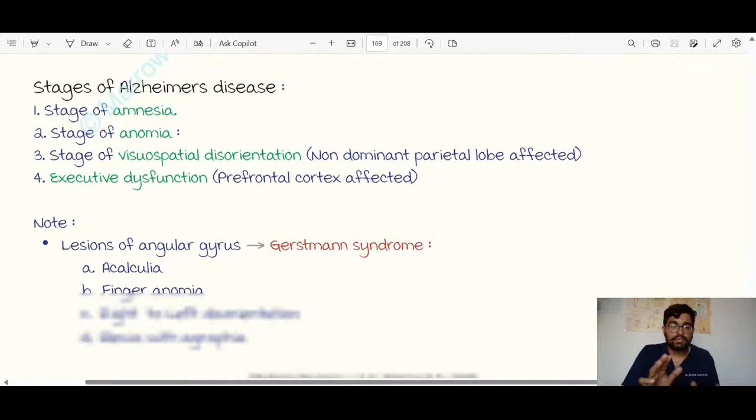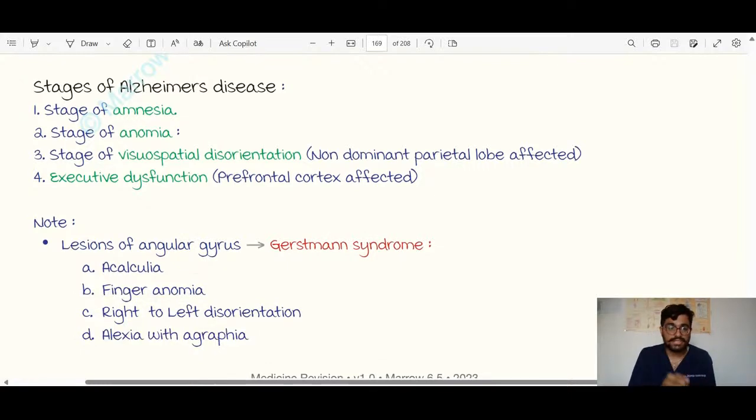What are the stages of Alzheimer's disease? There are stages: first amnesia, then anosmia, then visual spatial disorientation, in which the non-dominant parietal lobe is affected, and then executive dysfunction.